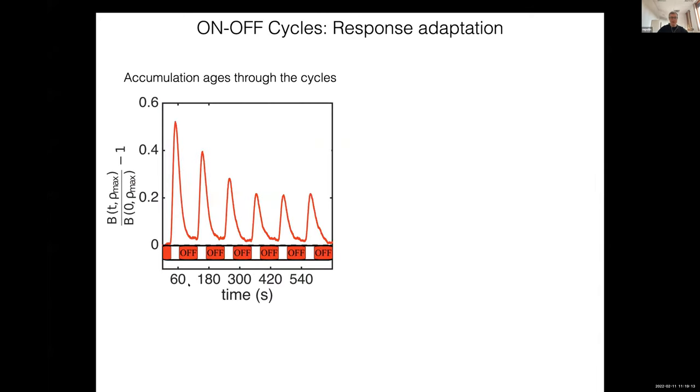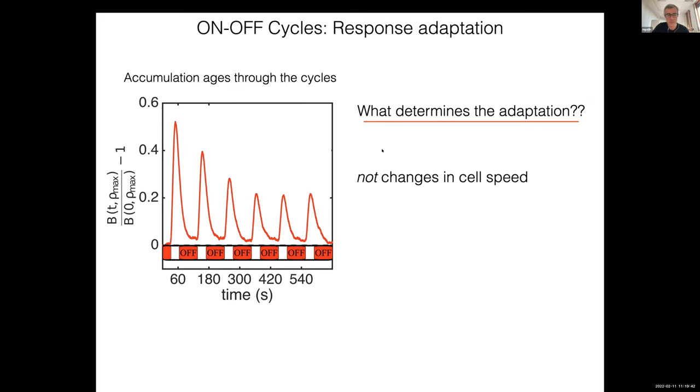One thing that I wasn't completely honest about is that in this accumulation and dispersal, there is a little bit of an aging in the response. At the very beginning, when you do the repeats, the response is of higher intensity, and then it plateaus down to a steady state. We were quite intrigued by this. So what determines the adaptation?